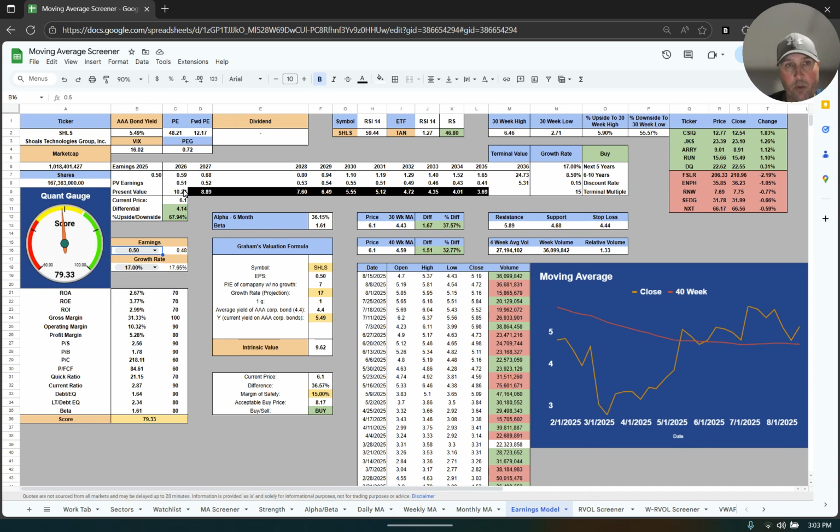It's around 1024 is the present value for this stock, and it's about 70% undervalued based on this model here. And we're projecting out 17% growth rate for 5 years, and then we cut that in half for years 6 through 10 using a 15% discount rate and a 15 terminal multiple.